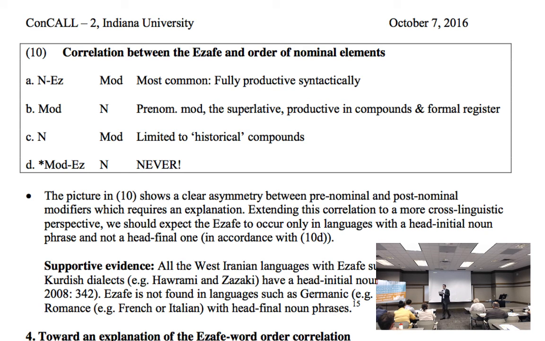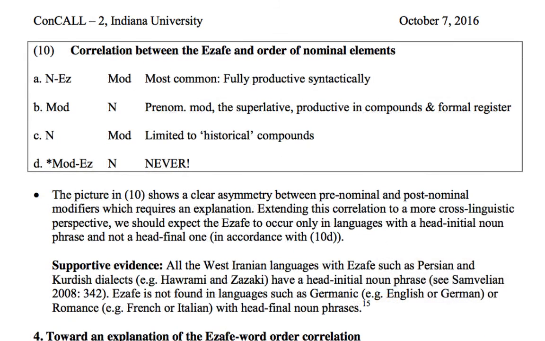All the West Iranian languages with Ezafe, such as Persian and some Kurdish dialects, I meant to say Hawrami and Kurmanji, have a head initial status. And Ezafe is not found, for example, in languages such as Germanic languages and Romance languages, and we'll see about other Iranian languages in a second as well.